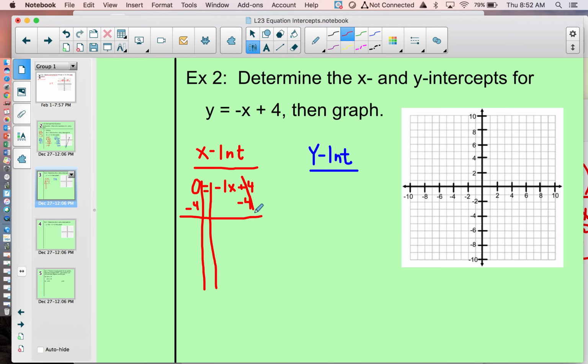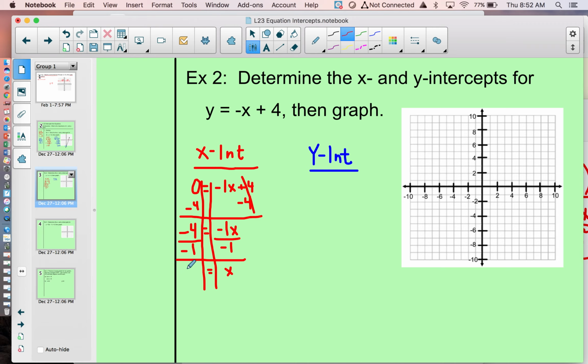So get rid of those 4's. 0 minus 4. Subtract them out. Use a calculator if needed. I don't care. Go through, put the equal sign. You have a negative 1x. And now all you got to do is divide by the negative 1. So we got our value right here of x equals 4.